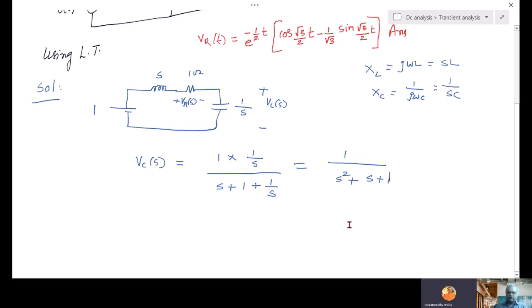Now we want VC of t. So to find VC of t, this can be further split into, verify later, 2 by root 3 into root 3 by 2, divided by (s plus 1 by 2) square plus (root 3 by 2) square.